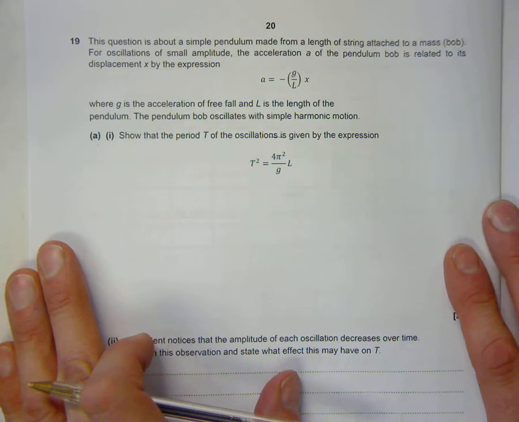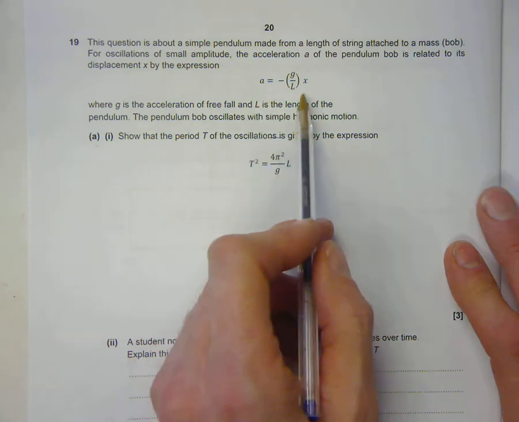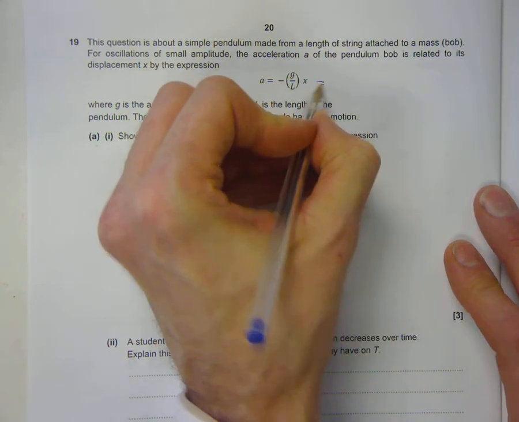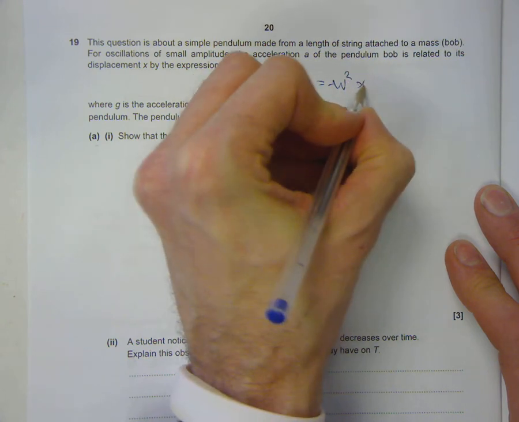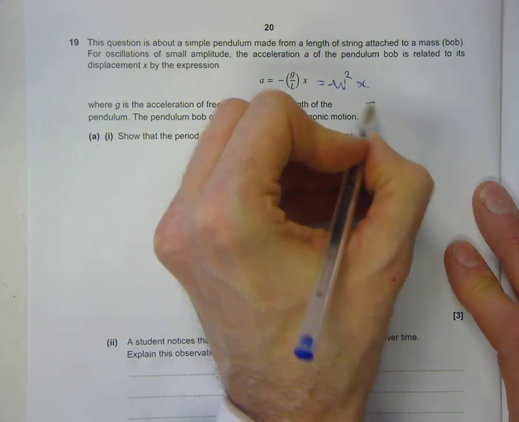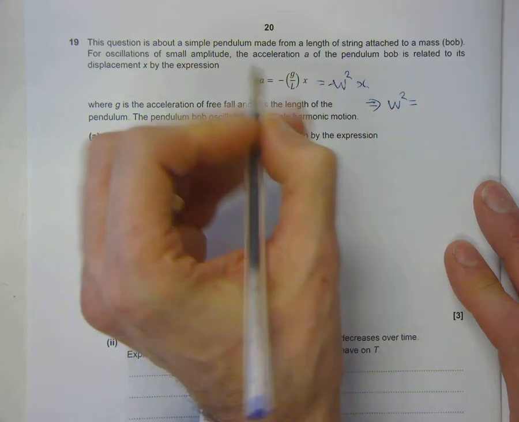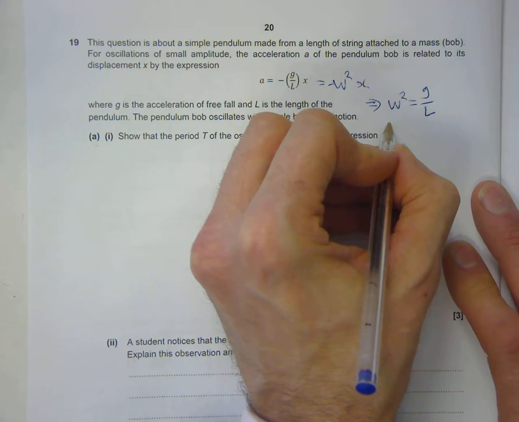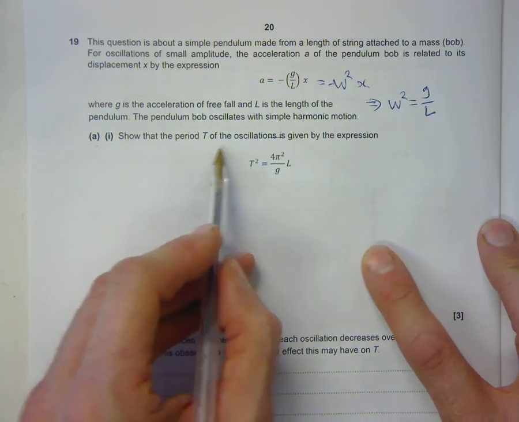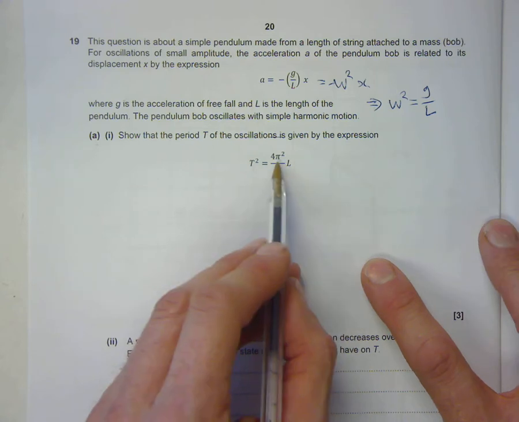Question 19. It says the acceleration is given by this formula here. Incidentally, the acceleration is minus omega squared x. That's in your formula booklet. That leads on to omega squared is just going to be equal to g over L. We'll use that later on. Show that the time period of the oscillation is given by t squared equals 4 pi squared L over g.